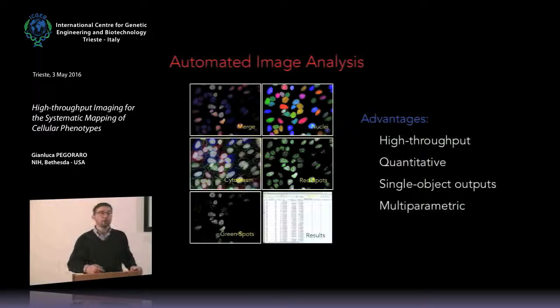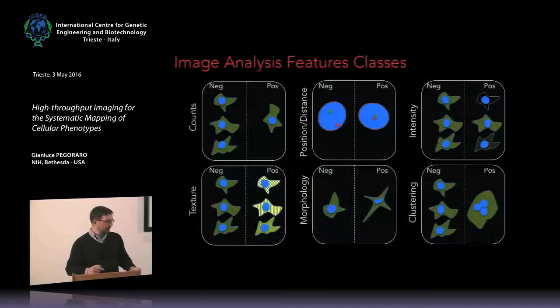And as I mentioned before, it actually outputs data at a single object level, and so we are not limited to averages or medians, like in the case, for example, of normal fluorescent plate readers, which are normally used in the screening process, especially in pharma companies. And finally, this technique and automated image analysis can actually output a large number of cellular features, and so the technique is multiparametric and can be used to analyze complex cellular phenotypes.